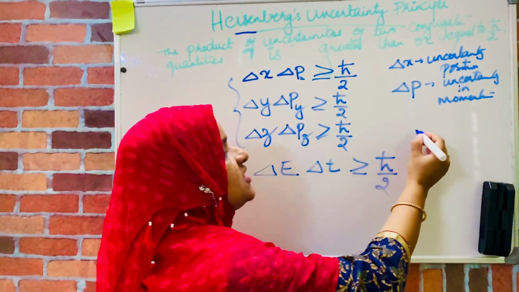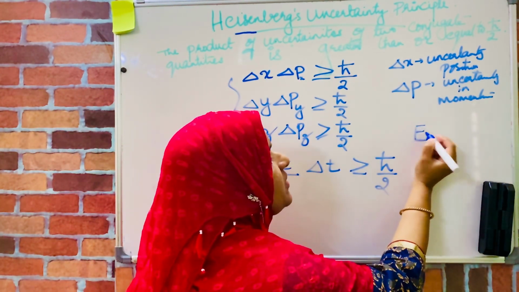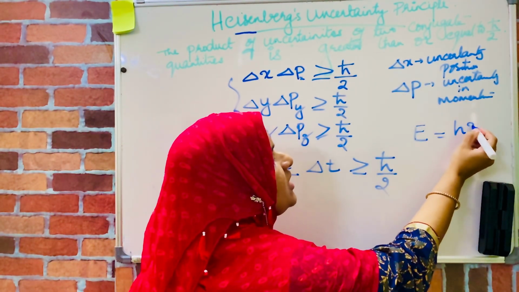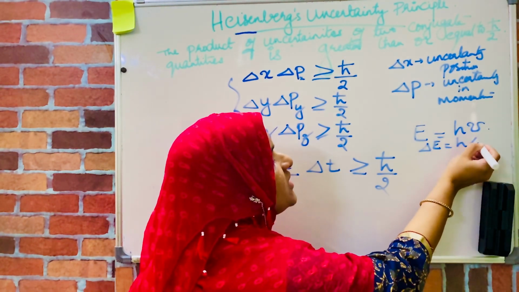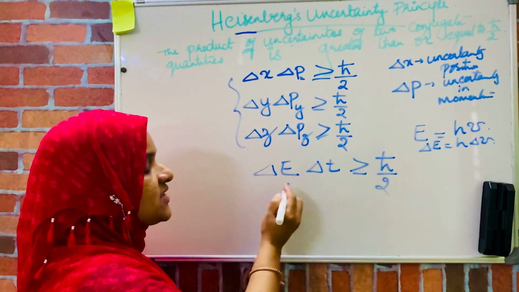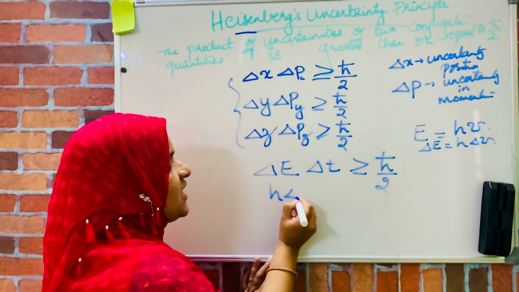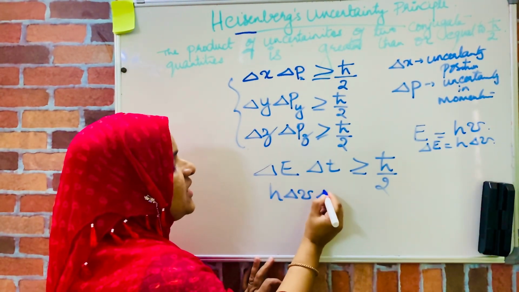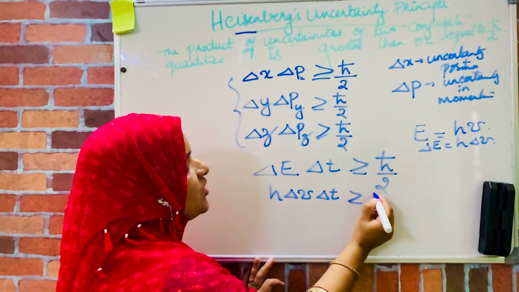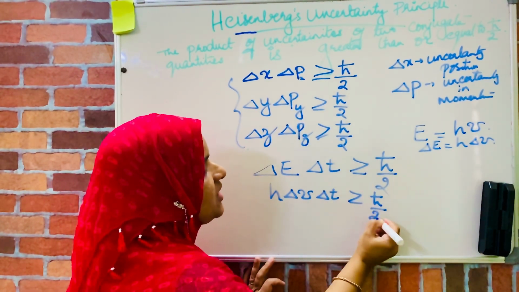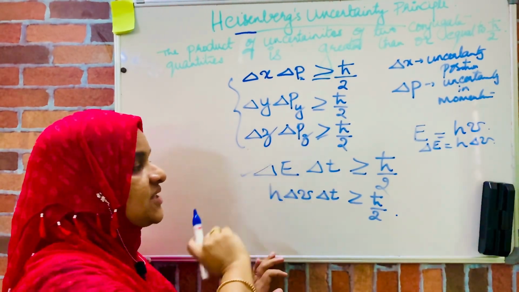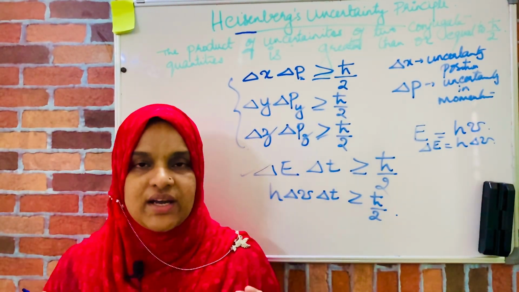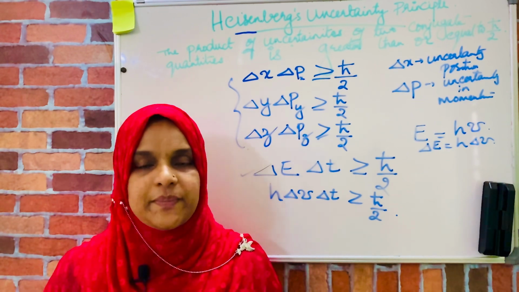Here, we know that the energy of a quantum of light, a photon, is E equal to h nu, so we can write delta E is equal to h into delta nu. So this can also be expressed as h delta nu delta T greater than or equal to h cut by 2. This is the mathematical representation, or mathematical statement, of Heisenberg's uncertainty principle.